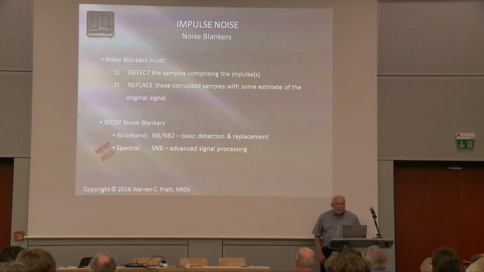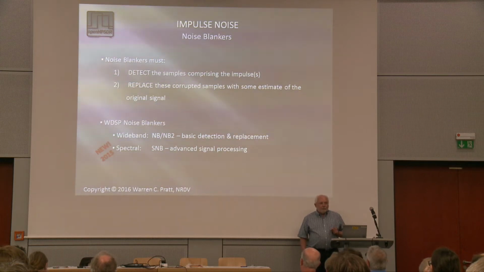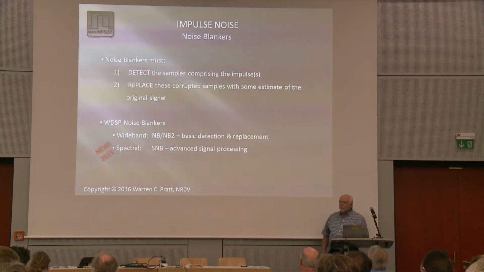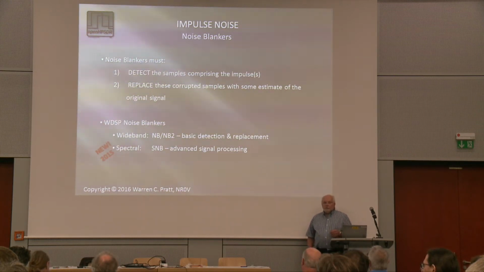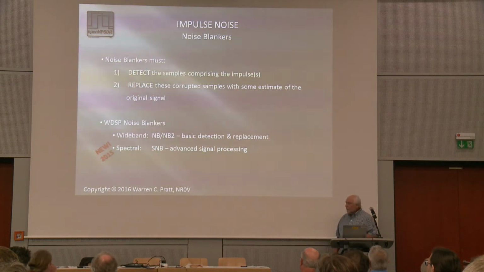Now, a noise blanker, to deal with this impulse noise, has to do two things. It first has to detect the samples that comprise the impulses because they're bad, they've been corrupted. And it then has to replace them with some estimate of the original signal. We have a couple different kinds of noise blankers in the WDSP library, one being wideband blankers and the other being a new spectral noise blanker that we introduced last year.